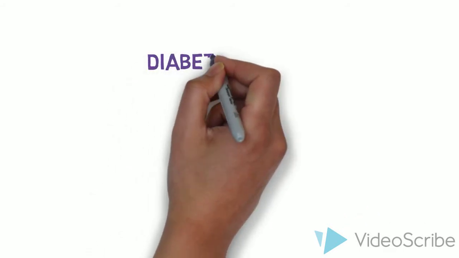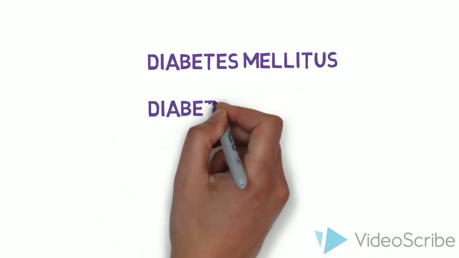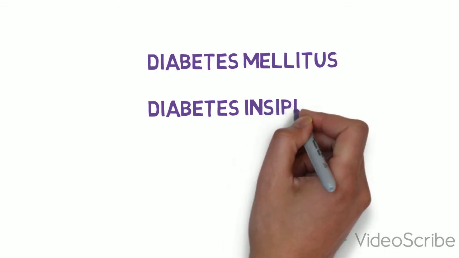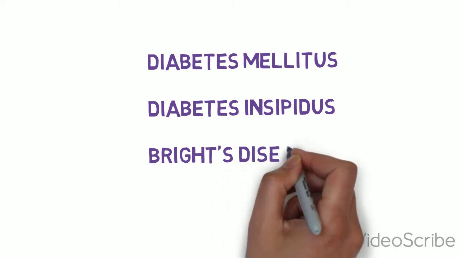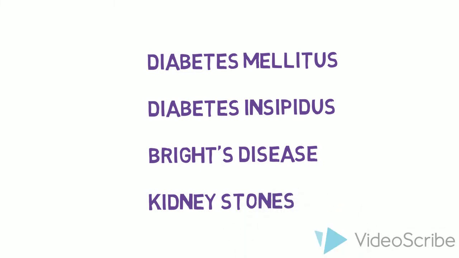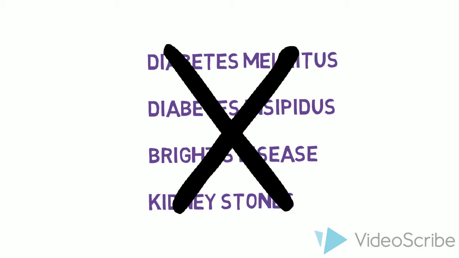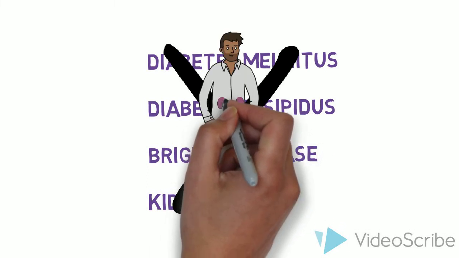So, 4 of the most common kidney problems are diabetes mellitus, which is caused by a lack of insulin, diabetes insipidus, which is caused by a lack of ADH, Bright's disease, when the kidney doesn't filter your blood properly, and kidney stones, which are painful mineral buildups in your kidneys. By keeping a healthy lifestyle and diet, many of these problems are more likely to be avoided, and then your kidneys can do what they were made to do: filter your blood and reabsorb most of the water in the filtered out waste to keep you hydrated.